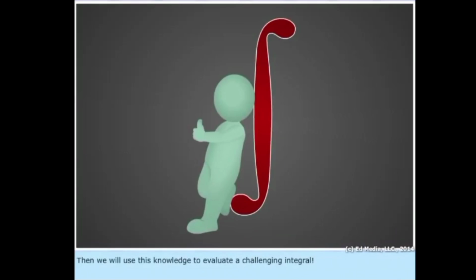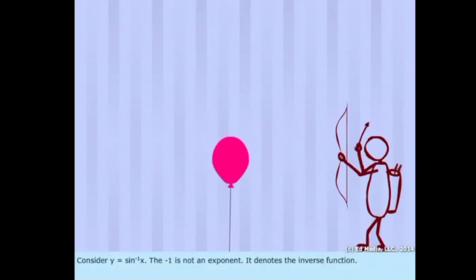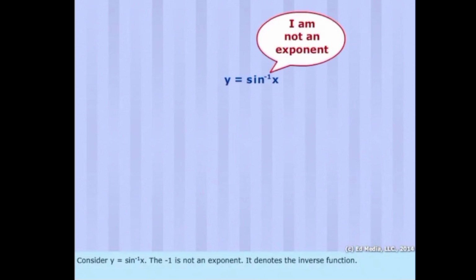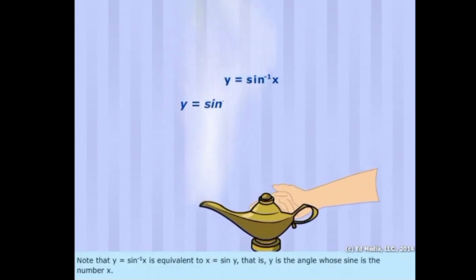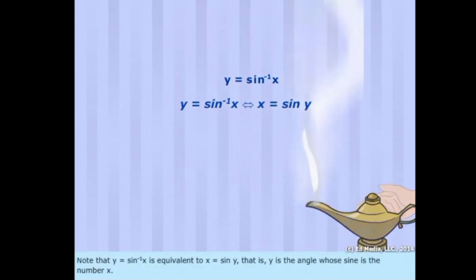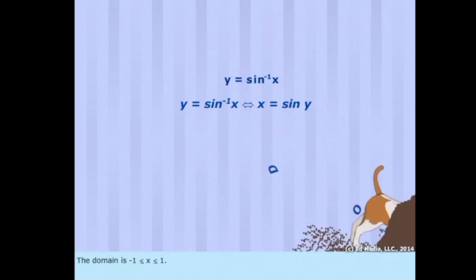Evaluate a challenging integral. Consider y equals the inverse sine of x. The negative 1 is not an exponent. It denotes the inverse function. Note that y equals the inverse sine of x is equivalent to x equals sine y. That is, y is the angle whose sine is the number x. The domain is when x is between negative 1 and 1.